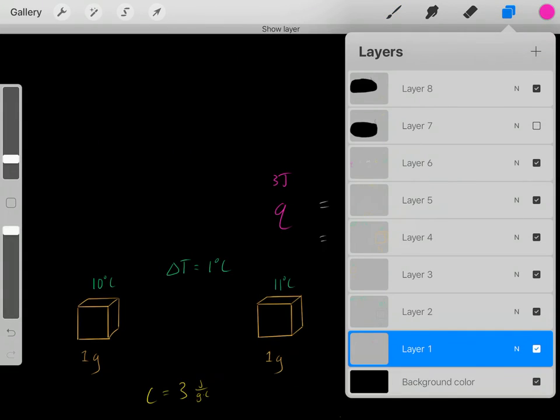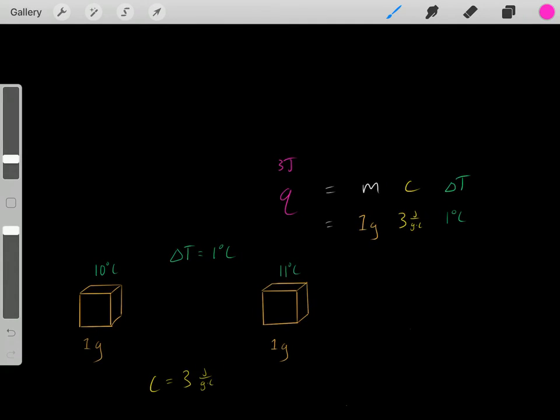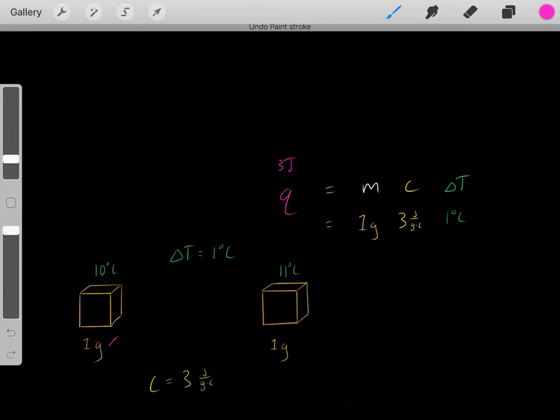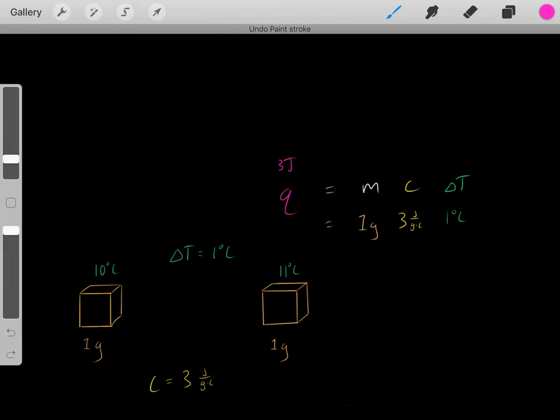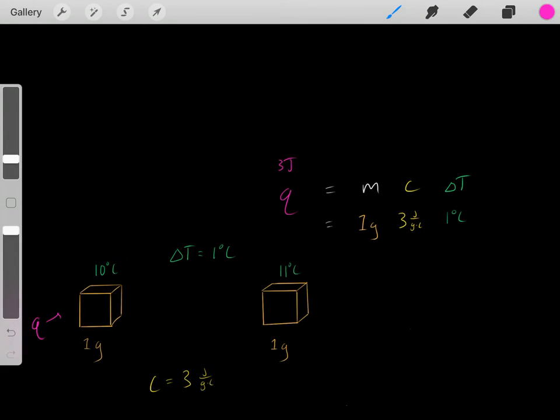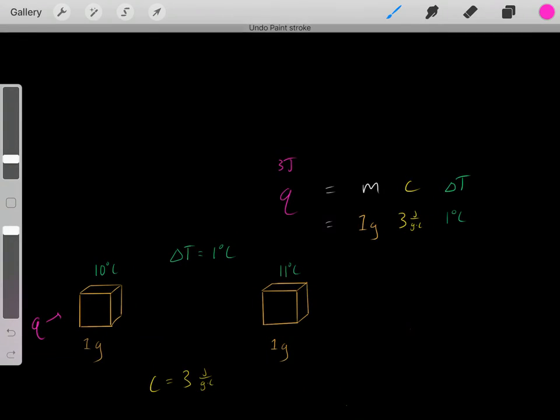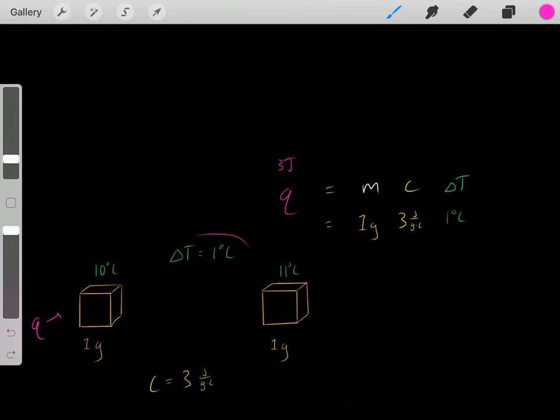But again, let's do one more example. Let's say we have a 1 gram object with a specific heat capacity of 3 joules per gram Celsius. And again, let's say we add some heat, and when we add some heat, we see its temperature increasing by 1 degree Celsius. So we know the mass of the object, we know the specific heat capacity, and we know the change in temperature.